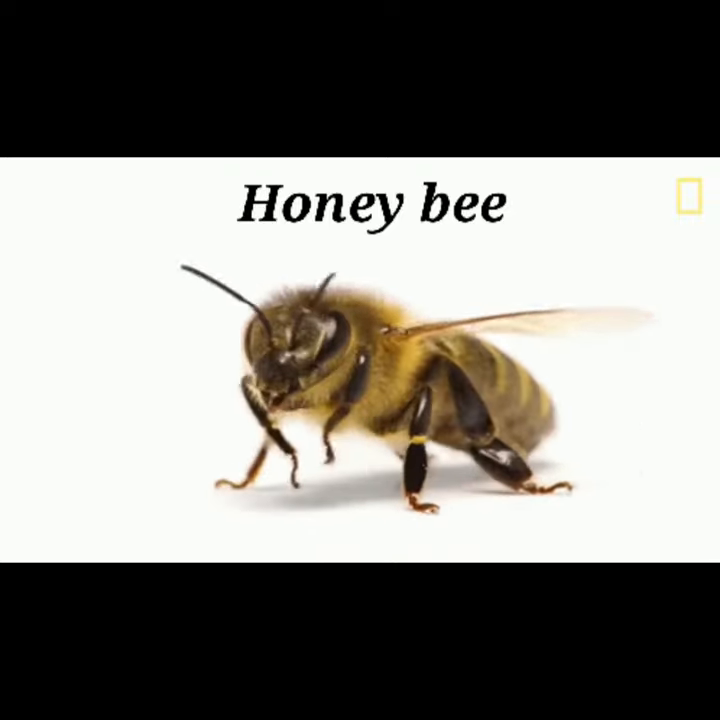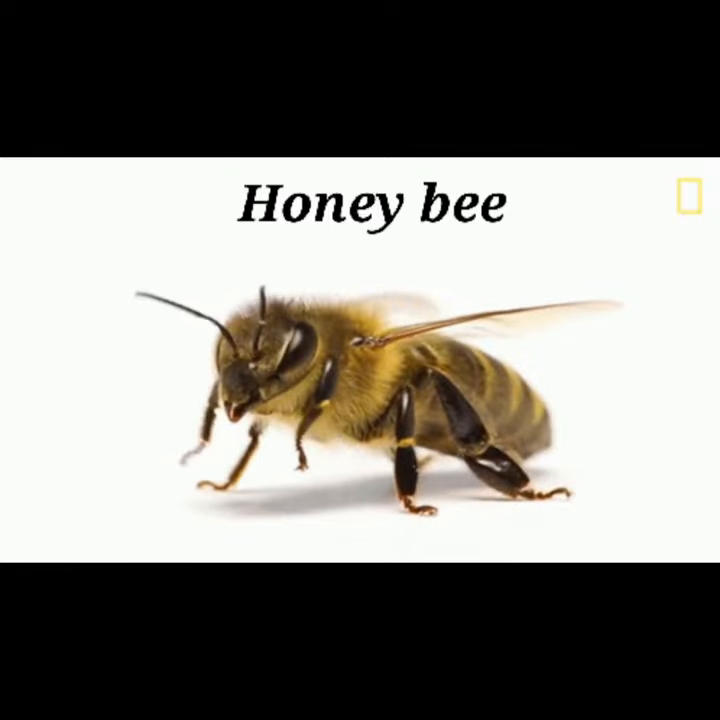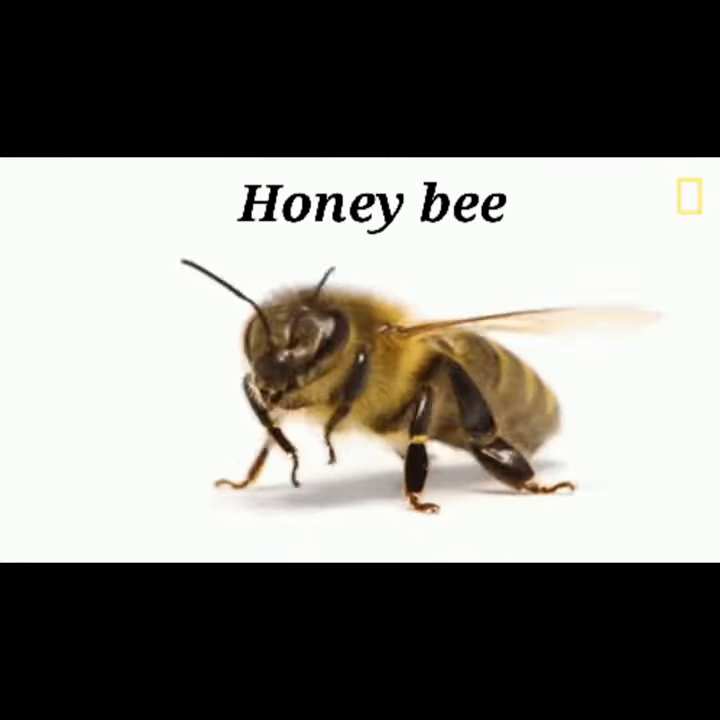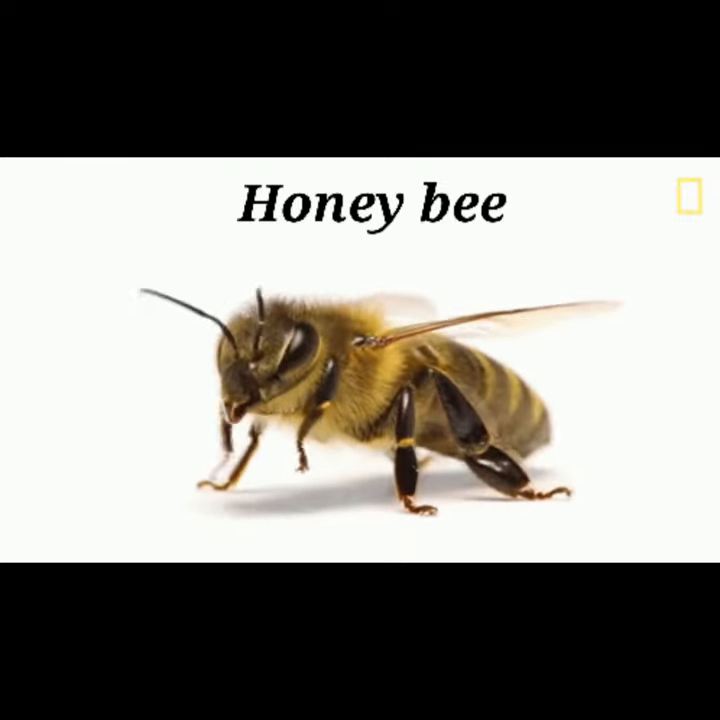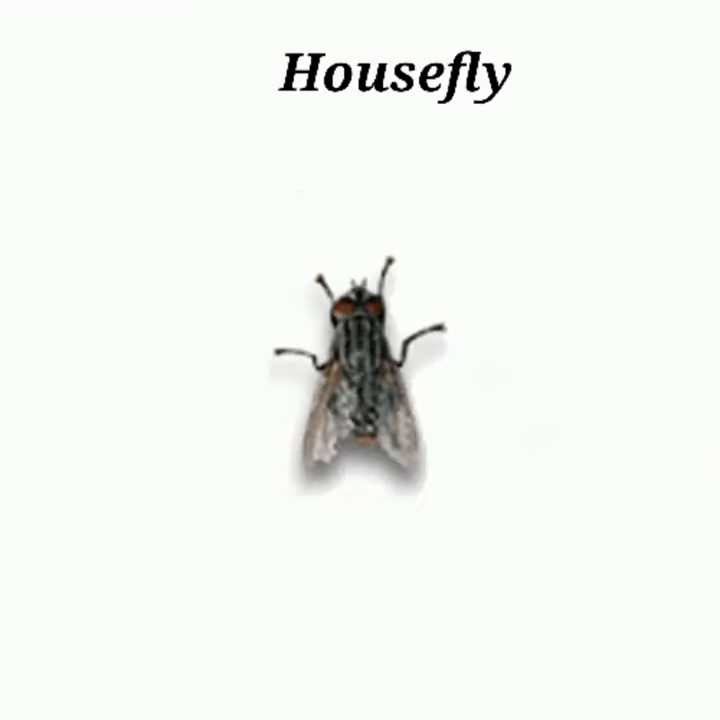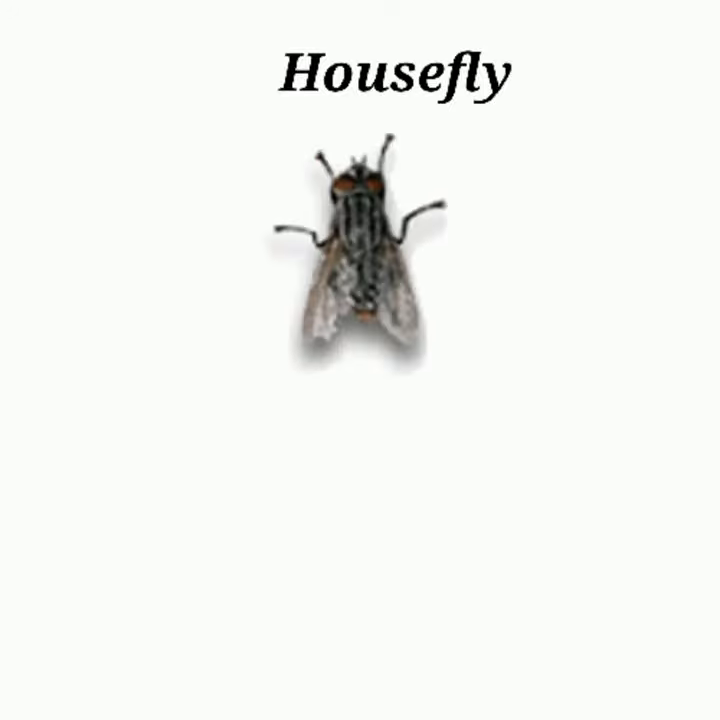What is this? This is a honeybee. Honeybees make honey and live in a beehive. What is the spelling of honeybee? H-O-N-E-Y-B-E-E. Honeybee. Insects have two feelers on their head.